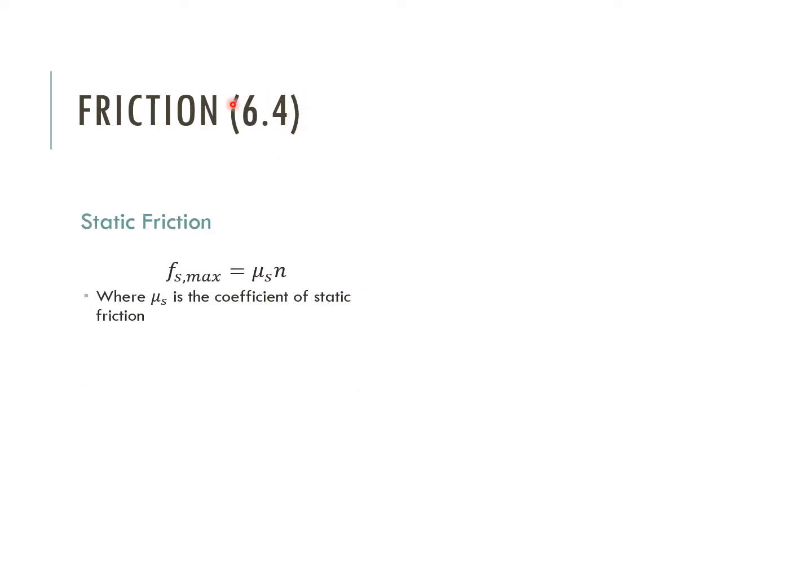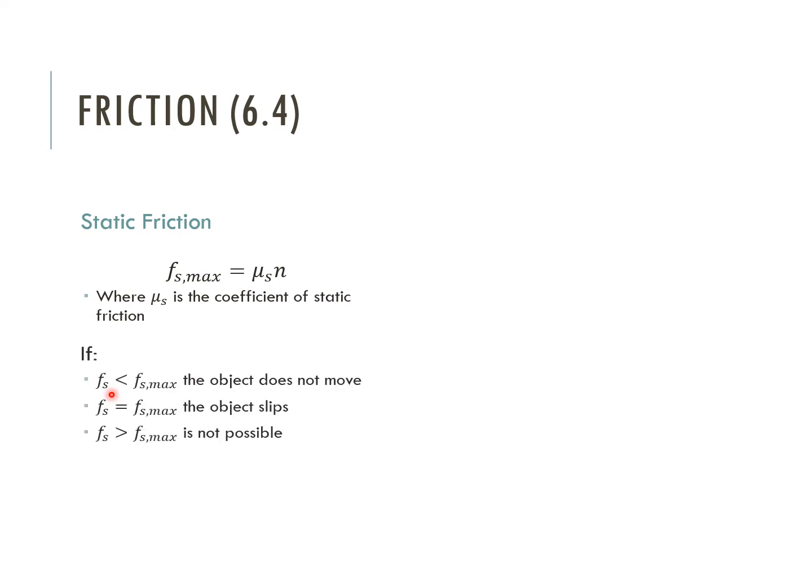So everything about friction is in chapter 6, section 4. We have primarily two types of friction we're going to be looking at in this class. We did talk about rolling friction and then proceeded to never use it again. So the only frictions we are going to be dealing with are static friction and kinetic friction. The equation for static friction is technically the maximum value of the force of static friction, which is going to be the coefficient of static friction times the normal force.